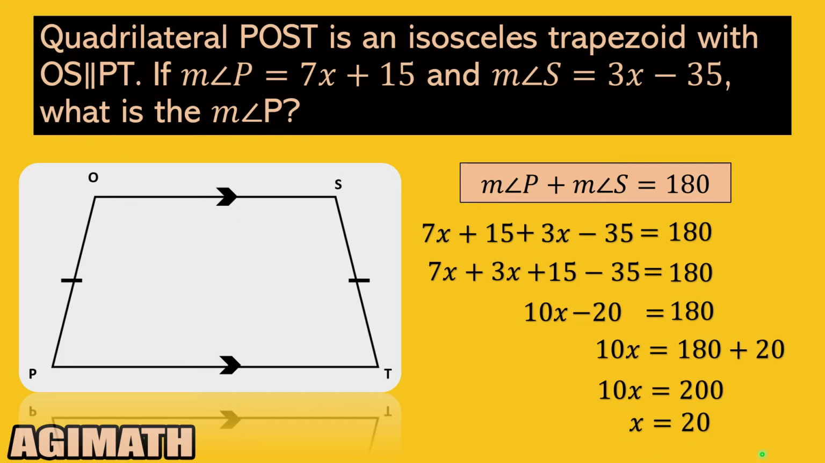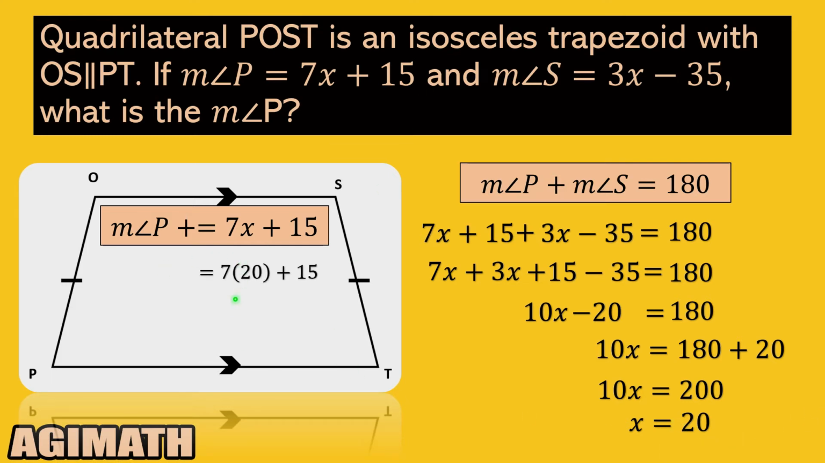So we will not stop at this point. We continue. Measure of angle P is given to be 7x plus 15, and then we substitute the value of x. So you will have 7 times 20 plus 15. And 7 times 20 equals 140 plus 15, that is equal to 155. Therefore, the measure of angle P is equal to 155 degrees. Okay, that's it.